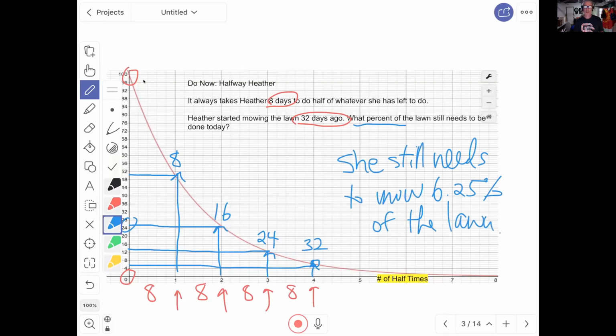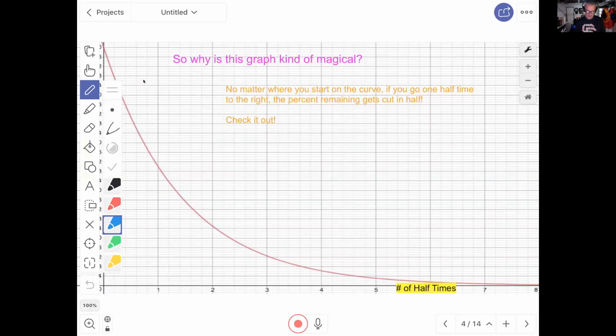Okay? All right. So now we're done with the halfway people. This is going to lead into what I hope will be helping you understand how we know the age of our Earth. All right, let's go ahead.